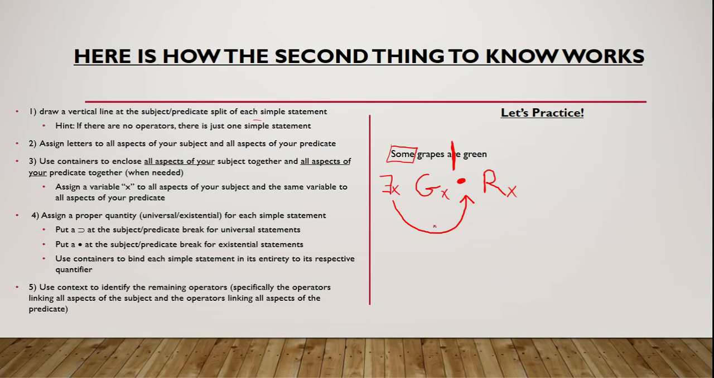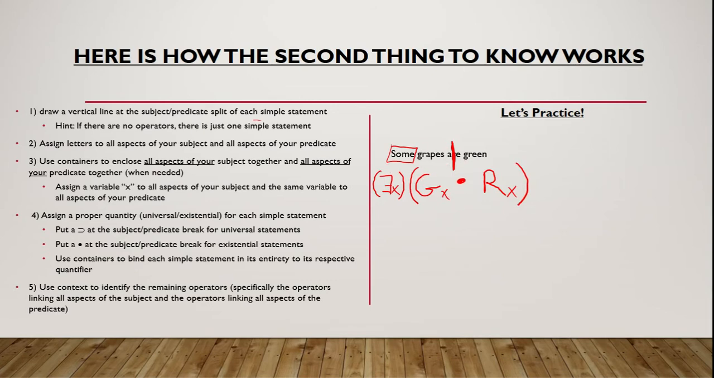Then we're going to use containers to bind each simple statement in its entirety to its respective quantifier. So we need to take this whole simple statement, grapes are green, and we're going to bind it to that quantifier. So we're going to put parentheses around the whole statement, and then I'm going to put some parentheses around that EX. And now we've done that. And finally, use context to identify the remaining operators, specifically the operators linking all aspects of the subject and the operators linking all aspects of the predicate. There are no other operators to deal with, and so this statement is done.